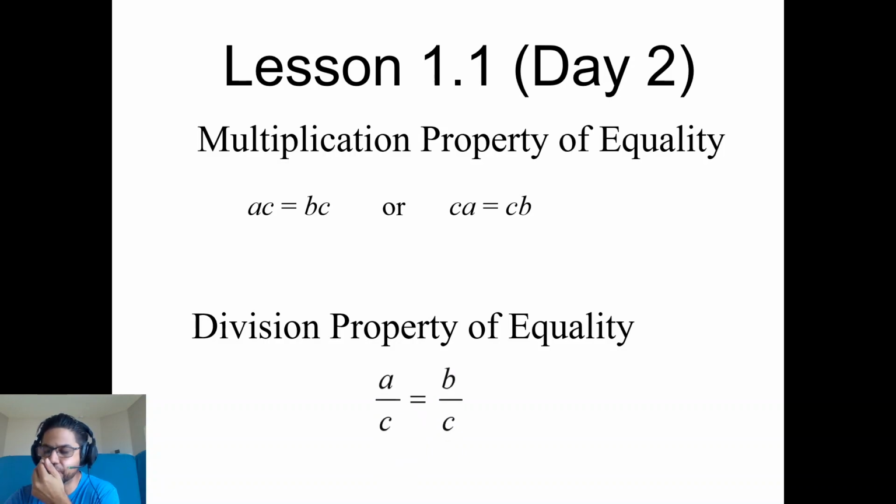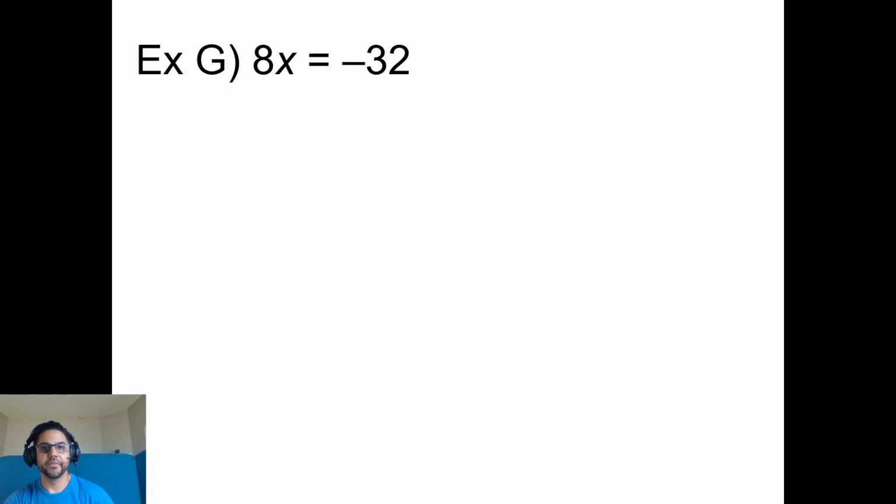Same strategy. If you're going to multiply by 3 on the left, you multiply by 3 on the right. If you divide by 2 on the left, you divide by 2 on the right. Same strategy. Give you a moment to copy that down, or you can just back up the video. All right, here we go.